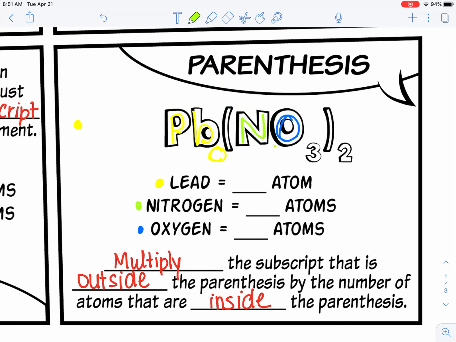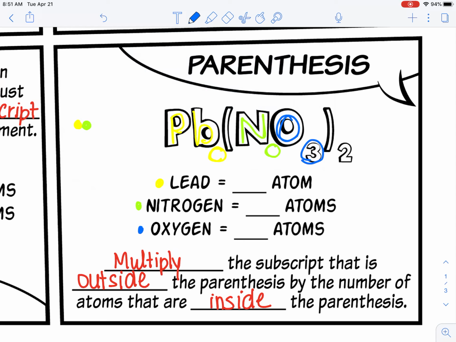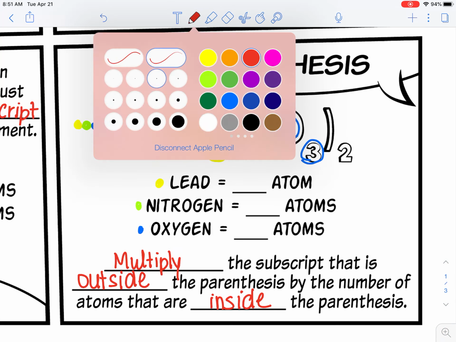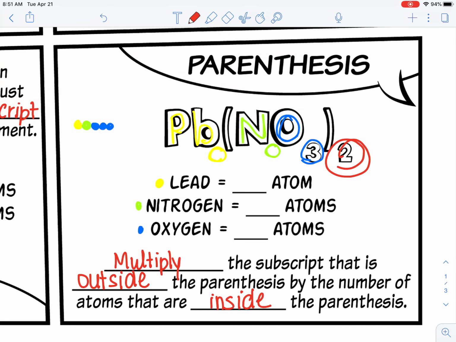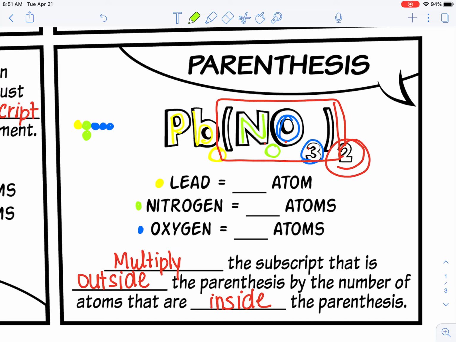For my nitrogen, again, I have no subscripts, so I'm going to draw one atom there. And for my oxygen, I have 3. 1, 2, 3. Now, if I want to draw my picture and show what this 2 does to it, this 2 outside the parentheses is going to affect everything inside the parentheses. So it's going to affect my NO3. So on my picture, I can draw, still connecting it because they're all the same particle, another NO3.